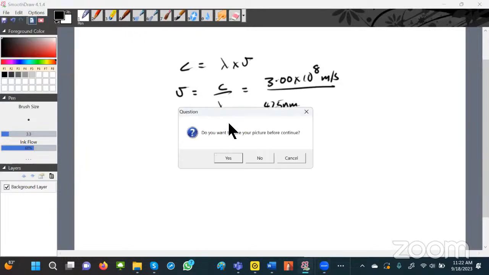So the next question says, a certain substance strongly absorbs infrared light having a wavelength of 6.50 meters, I'm sorry. So lambda in this case is equal to 6.50 meters. And the question is asking for the frequency, right? So again, the equation we're going to use is c is equal to lambda.